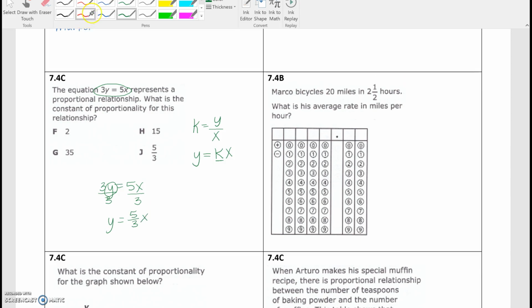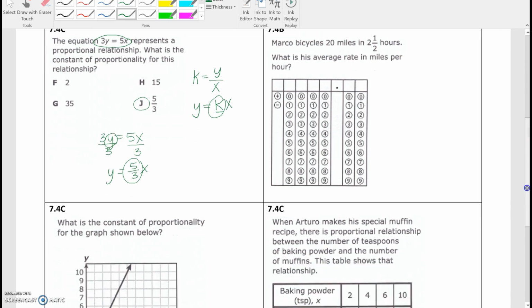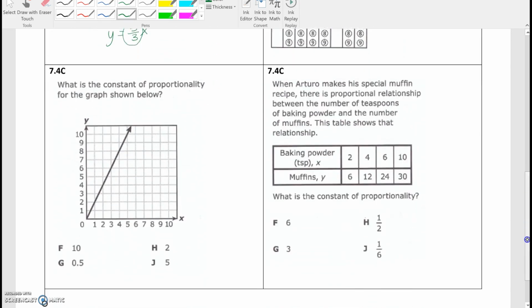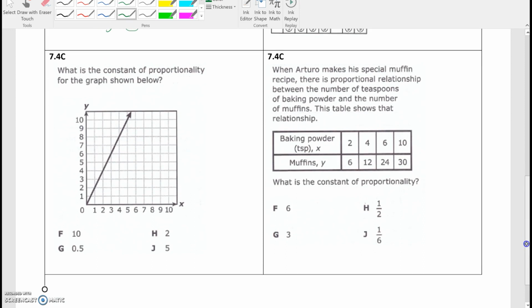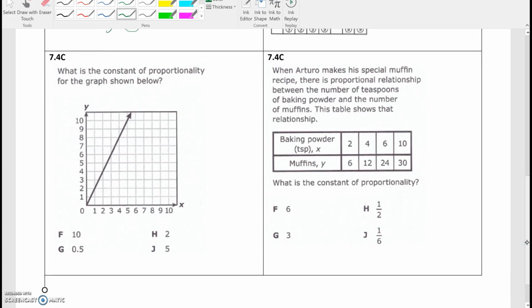And then k equals y over x, which is the same here as this here is my constant, right? Constant is right here next to my variable. So it's J. Okay. And that should get you guys started on these problems.